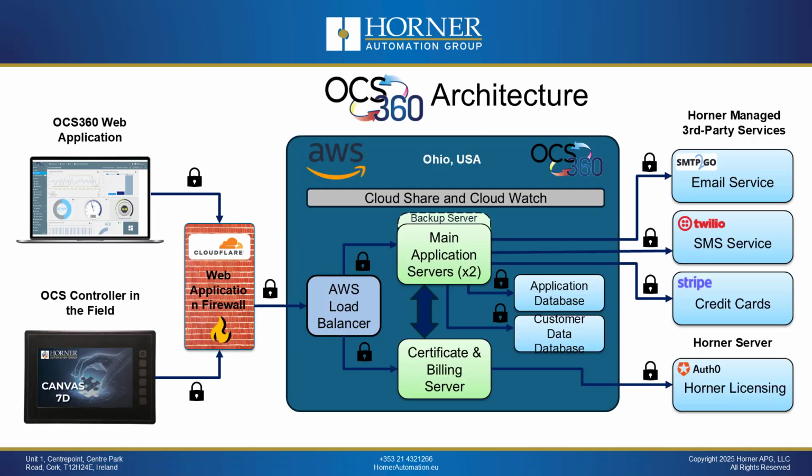Now let's take a look at the OCS360 architecture. Let's start by focusing on the main application servers, one of those light-colored boxes there in the center of the blue AWS section. So what do the main application servers do? Well, that is where the main OCS360 application runs. And this is where the OCS will be pushing data from the field, and that is also where you'll be accessing data from your OCS360 web application. So the data will come into the main application server.